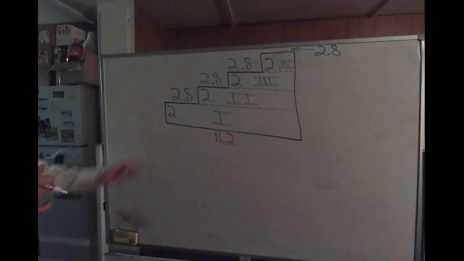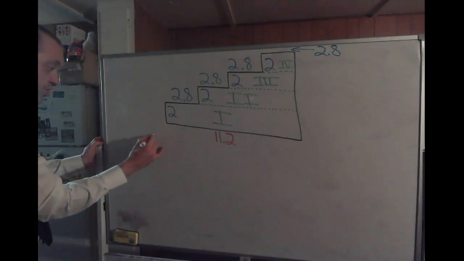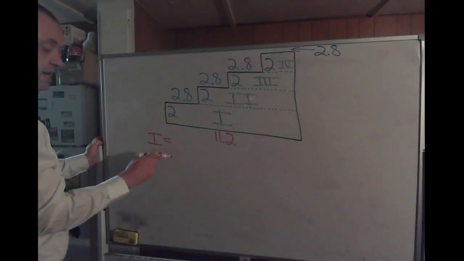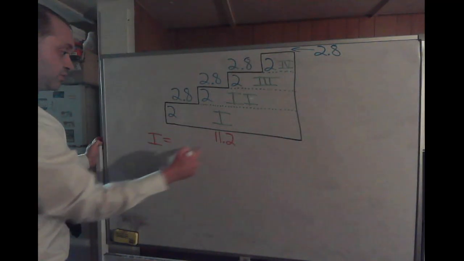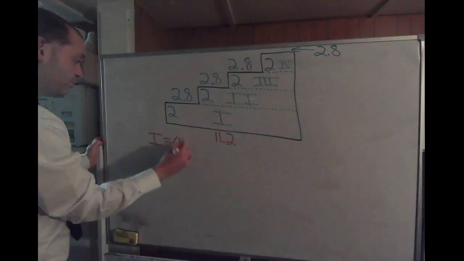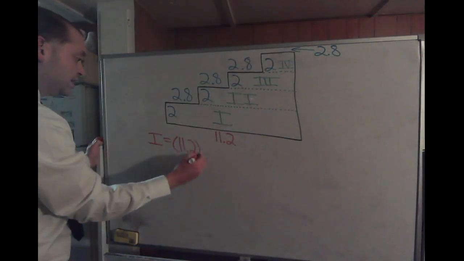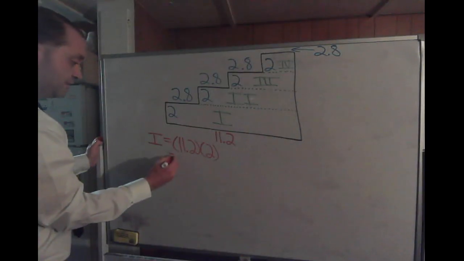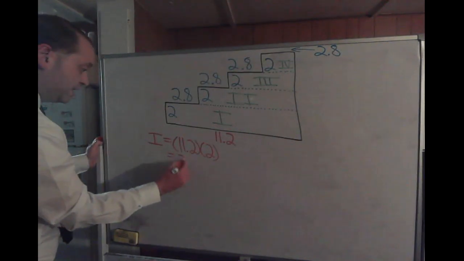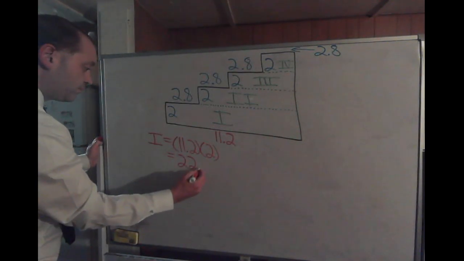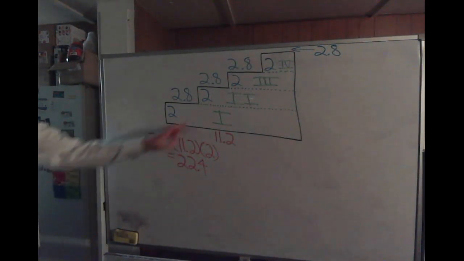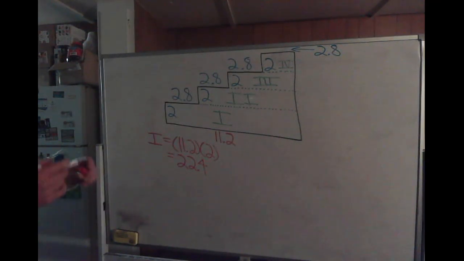Now, we can find the area of region 1, which I'm just going to leave abbreviated as region 1. The area of that, of course, is equal to the length of the base of 11.2 times 2. What is 11.2 times 2? That's going to be 22.4. So now we have an area of 22.4 for the first region. Alright, now it's time for the second region.